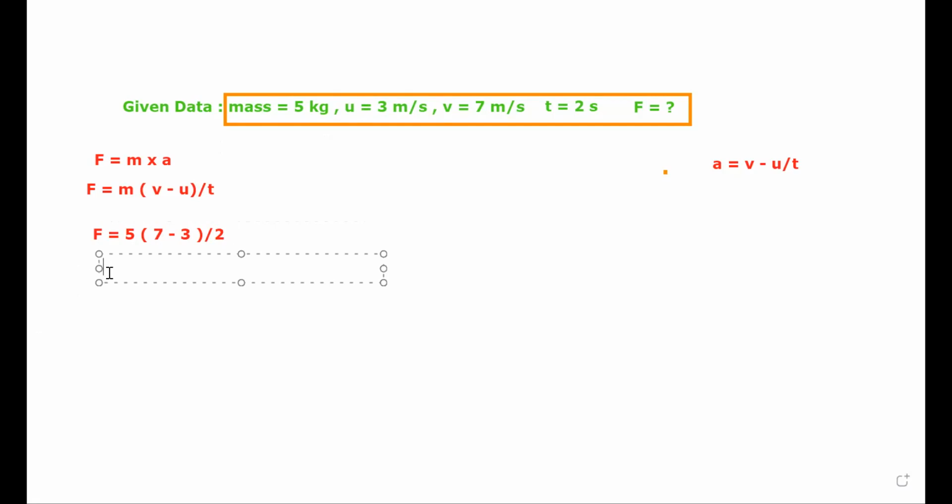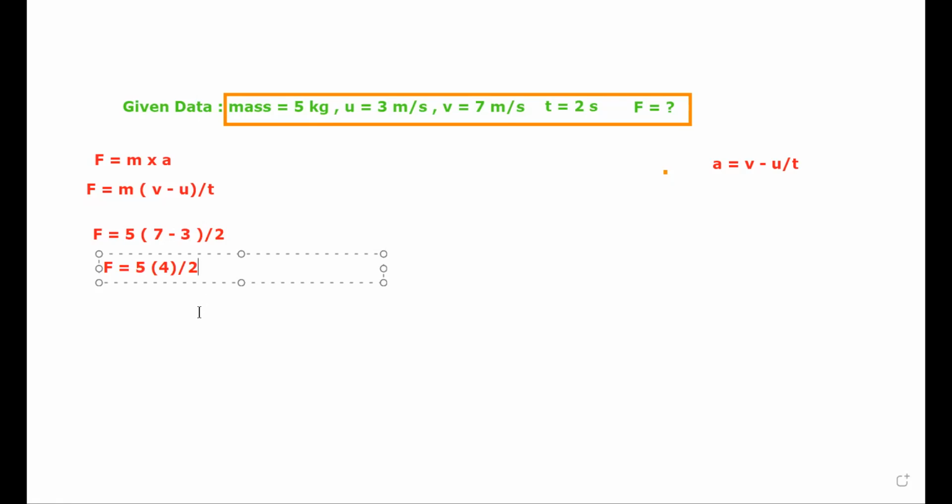I can get F is equal to 5, let me write 5 as it is, into, we know that 7 minus 3 is how much? 7 minus 3, that is 4, isn't it? That can be written as 5 into 4, whole divided by the 2 seconds, that time, which can be written the same.